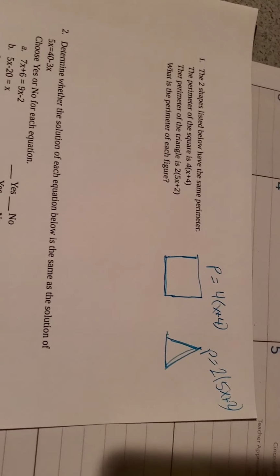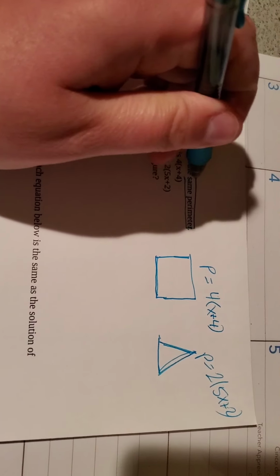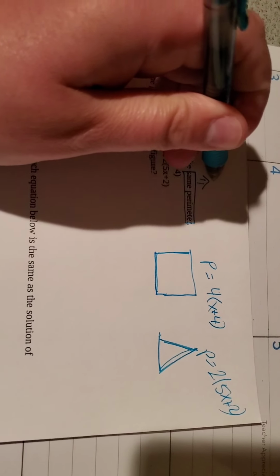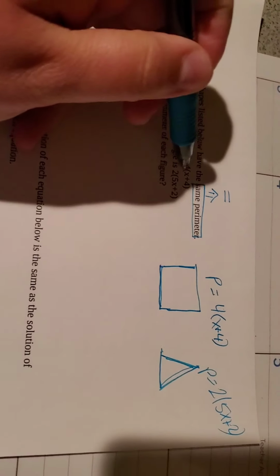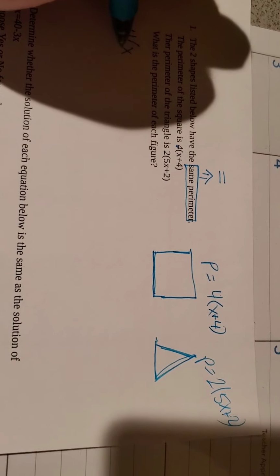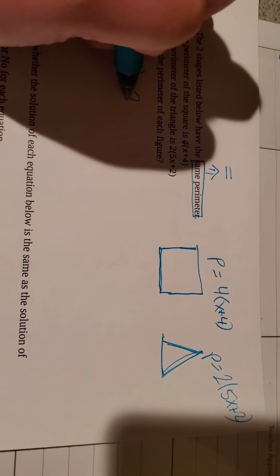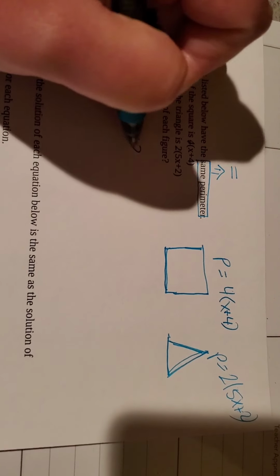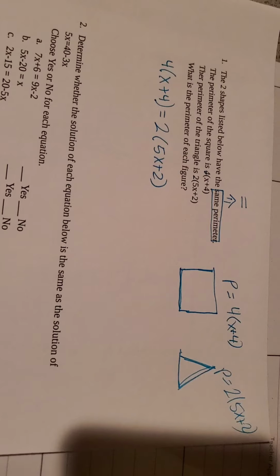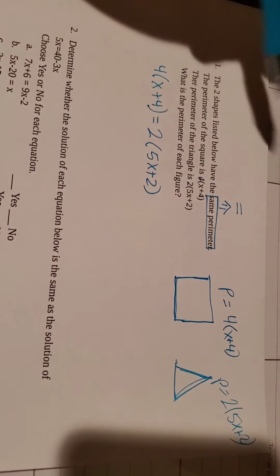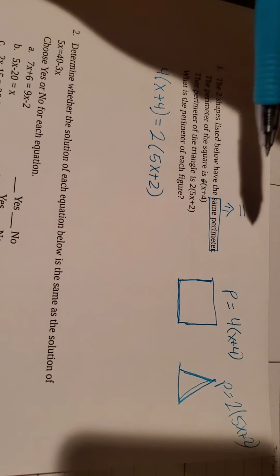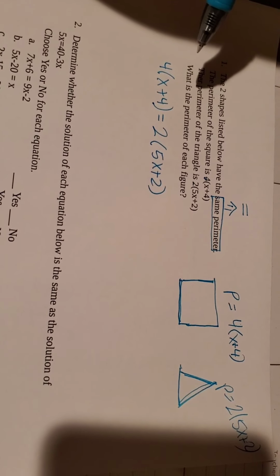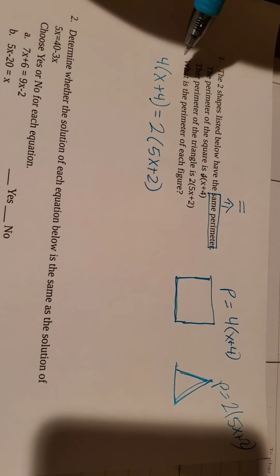These two shapes have the same perimeter. Same is a clue for the word equals. They're telling us that this is equal to this. So I'm going to write that out. 4x plus 4 is equal to 2 times 5x plus 2. Okay, that's what they are telling us by saying that the perimeters are the same. They're asking us to figure out what is the perimeter of each figure.